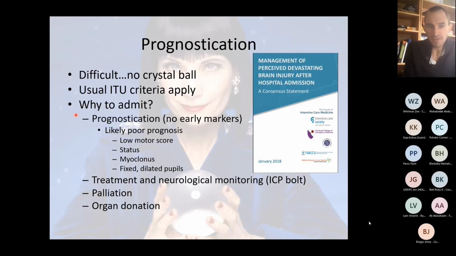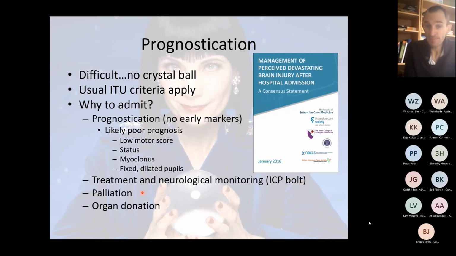So you can admit someone to ICU for prognostication because you don't know within 72 hours how the patient is. And the guidance is that we should probably not be prognosticating before 72 hours. There are certain states where we might need to wait for longer or look for other tests, for example posterior fossa pathology. We can admit patients for treatment and neurological monitoring, and we can't do that, but a neurosurgical centre can.